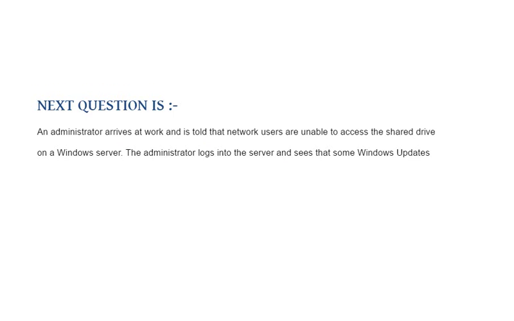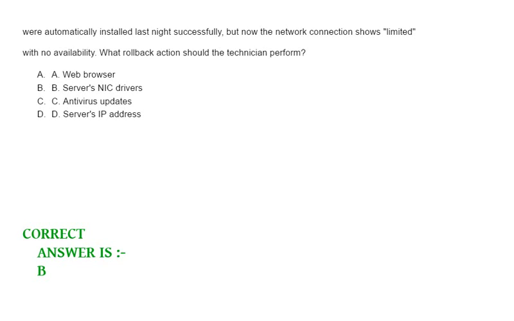Question is, an administrator arrives at work and is told that network users are unable to access the shared drive on a Windows server. The administrator logs into the server and sees that some Windows updates were automatically installed last night successfully, but now the network connection shows limited with no availability. What rollback action should the technician perform?